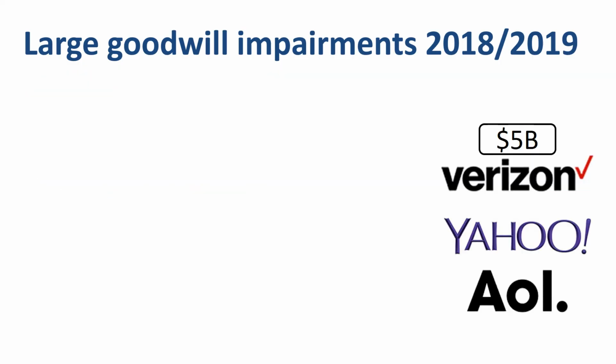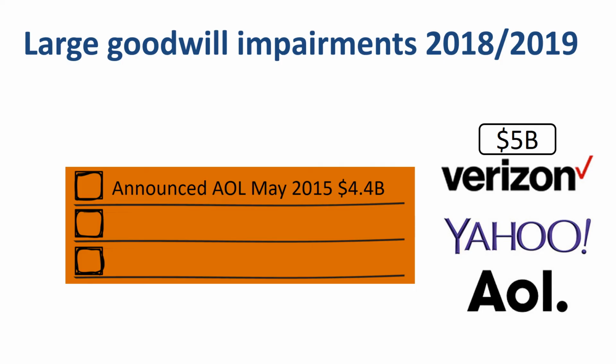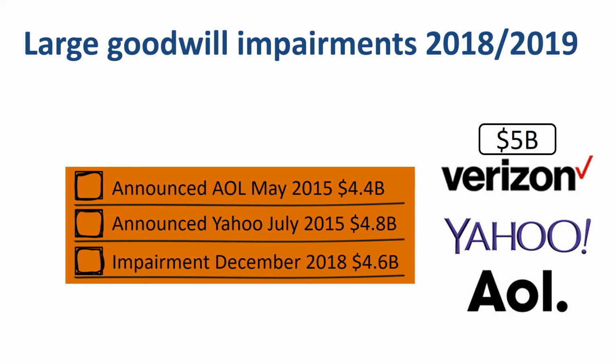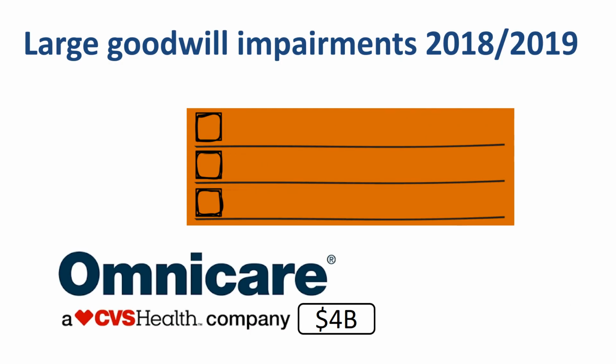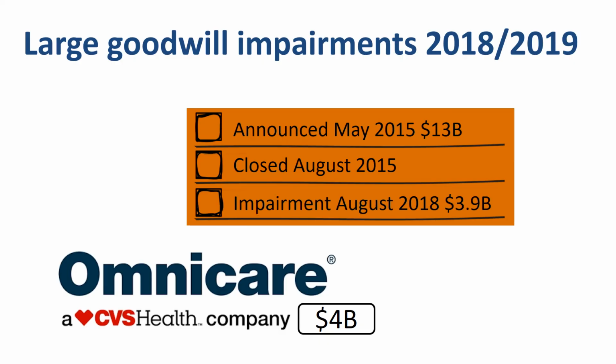Verizon announced the acquisition of AOL in May 2015 and the acquisition of Yahoo in July 2015. Both deals closed within months after the announcement. The impairment of almost $5 billion was taken 3.5 years after the deal closings, for about half of the combined deal values. A similar pattern occurred with CVS buying Omnicare, announced May 2015 for $13 billion, closed August 2015, impairment 3 years later for a part of the deal value.